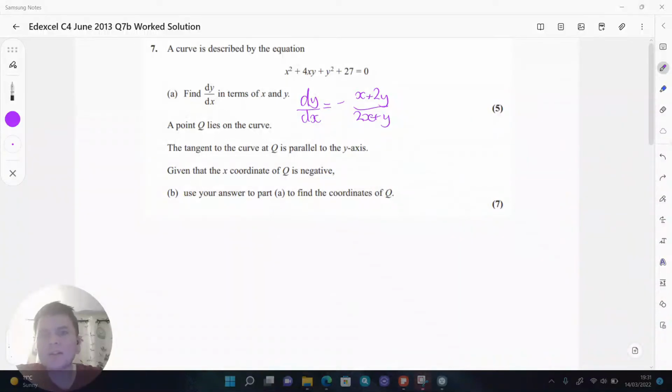Okay, so the second part of this question requires use of part A. So just bring your attention to what I've written in purple there. That was the answer to part A, bringing that into this question. So we're looking at this one now.